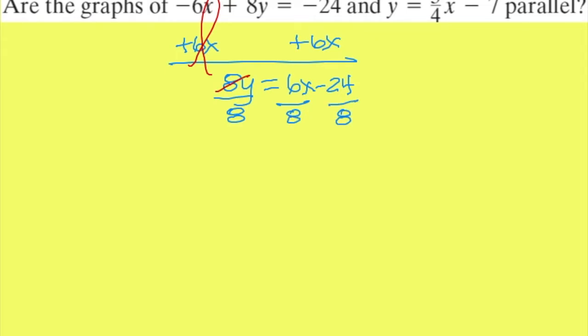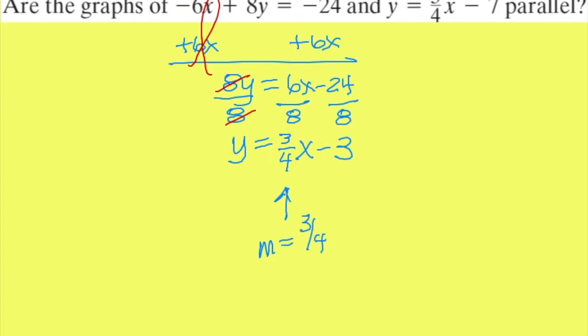So the 8's on the right-hand side will cancel. So I have y equals 6 over 8, which reduces to 3/4. So 3/4 x, and 24 divided by 8 is 3. So 3/4 x minus 3. So in this case, all I care about in determining if they're parallel is whether or not they have the same slope. So the slope is 3/4.